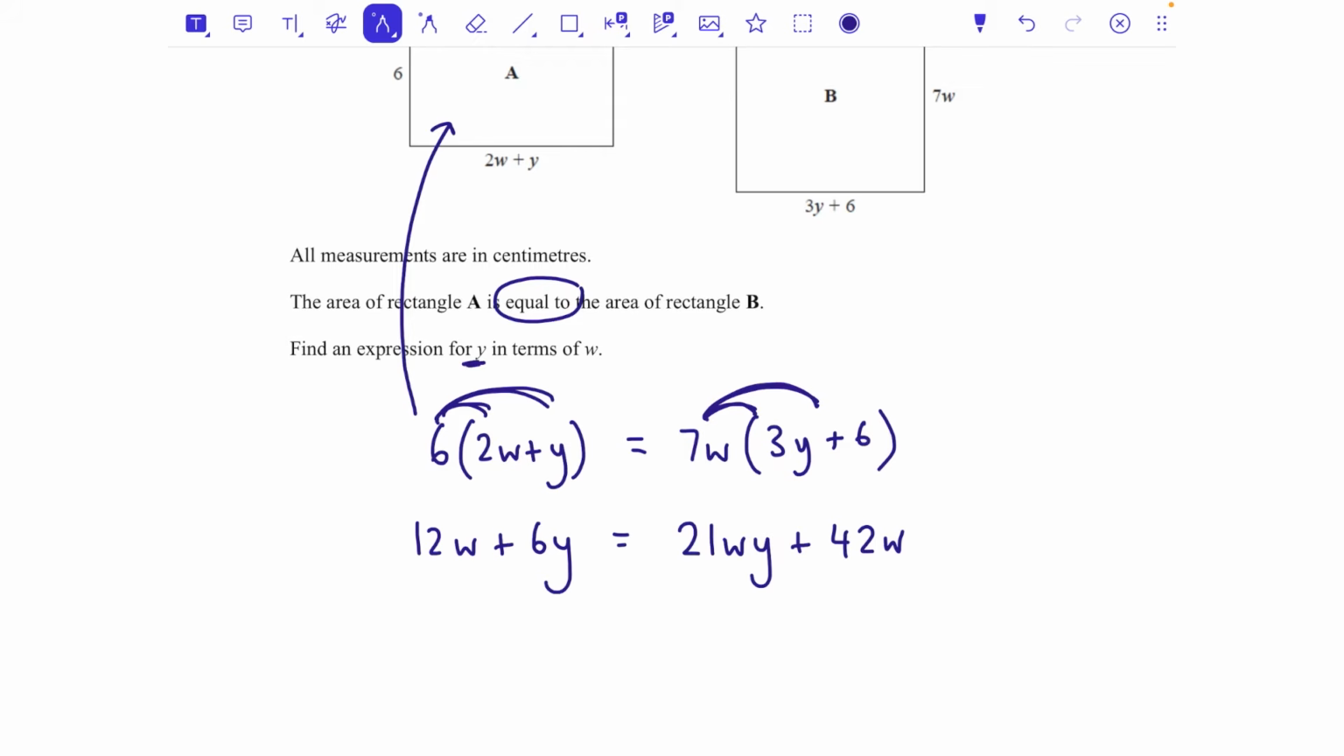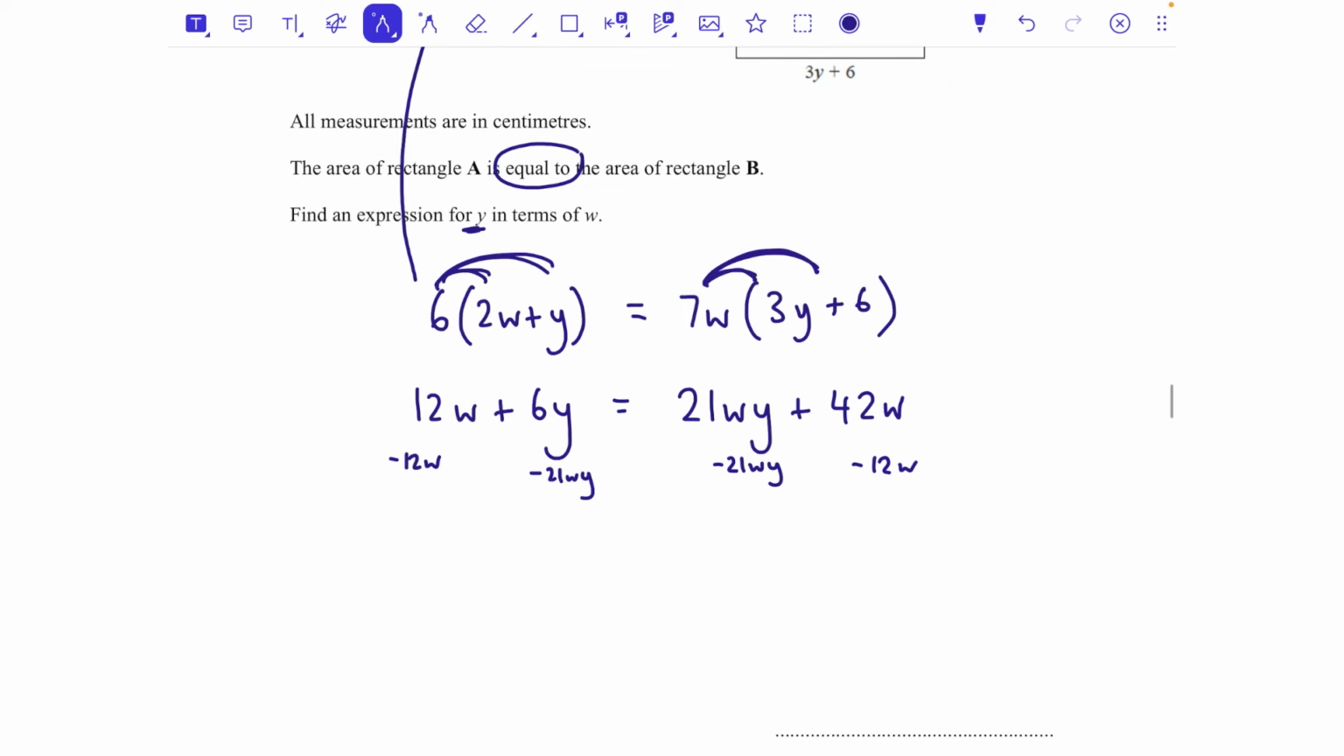There we go. Now everything with a y we want on the left or on one side, doesn't really matter, and everything with a w we want on the other side, or everything else we want on the other side. So I'm going to start by taking 21wy away from both sides. That has a y in it, so I want it on the same side as the 6y. And I'm also going to take 12w away from both sides. That doesn't have a y in it, so I don't want it on the same side as the things that have y's in them.